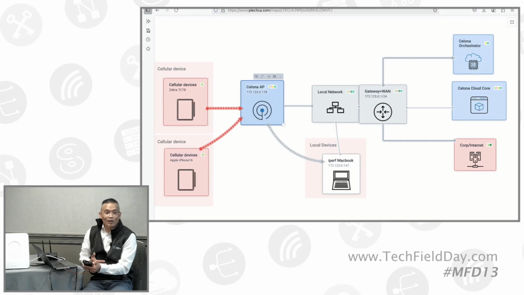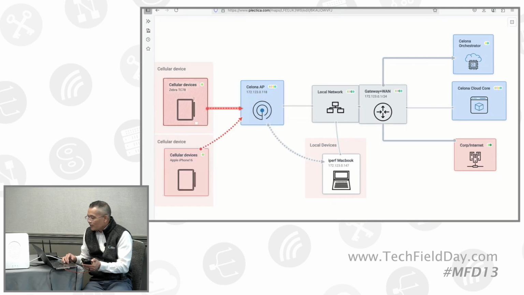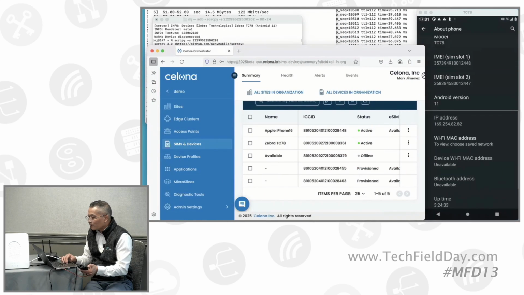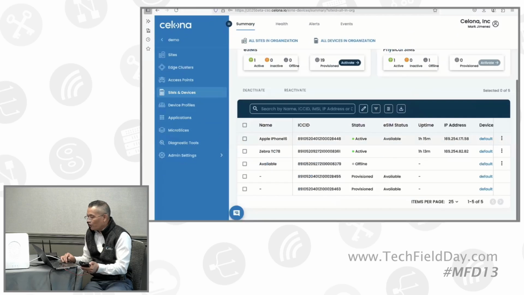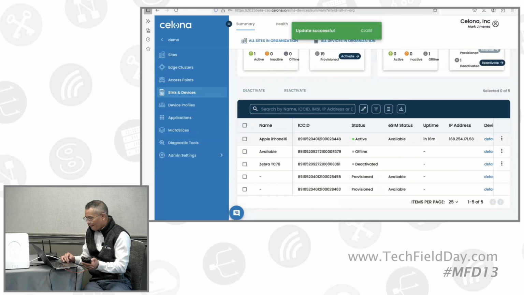Now in enterprise networks, perhaps that's not the IP address range you want. Maybe you want your devices to have the same kind of IP addressing that, for example, your IoT devices are running. So let's do that. Back to the Celona Orchestrator. What I'm going to do is disable or deactivate the Zebra TC78 SIM for the Zebra, and I'm going to reactivate it with a different device profile.